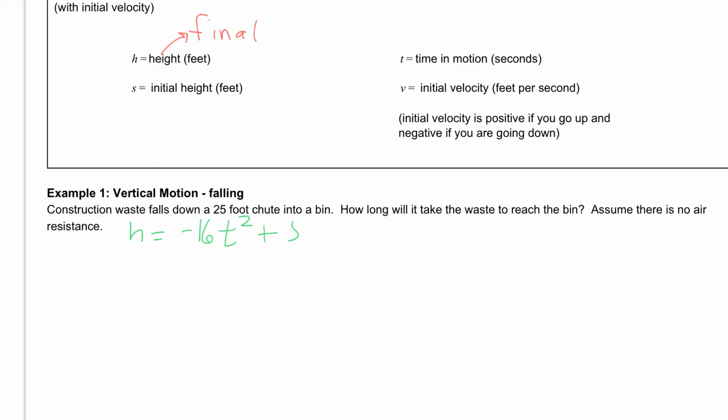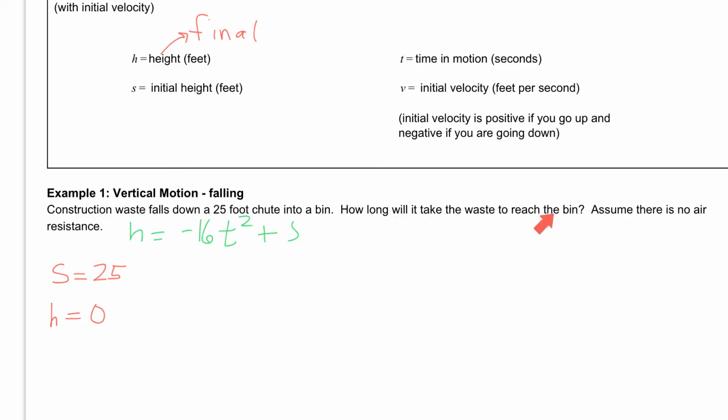And with that in mind, let's start figuring out what we have. So it says construction waste falls down a 25-foot chute. So the starting point, or the initial height, which is s, is going to be 25. So we can say that s is equal to 25. And it's falling into a bin which is located on the ground, which means our final height, which is h, is going to be 0 feet. So if it's on the ground, that means it's 0 feet above the ground.